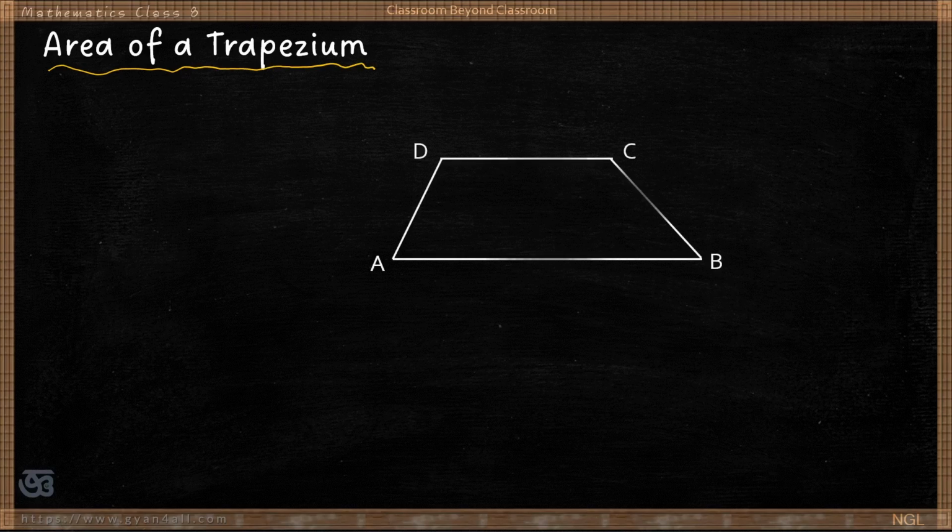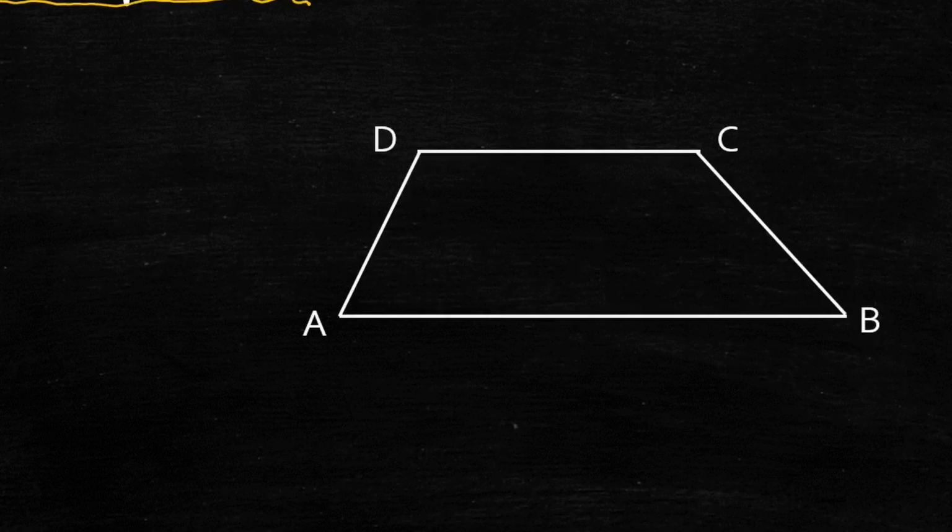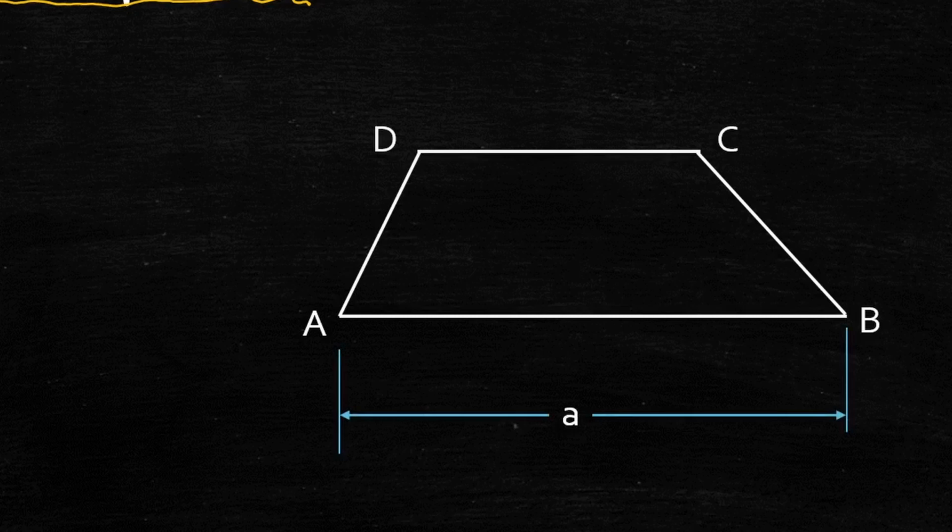Now the area of a trapezium. A trapezium is a quadrilateral with one pair of opposite sides parallel to each other. Here AB is parallel to DC, and DA and CB are non-parallel sides of the trapezium. Suppose the length of the side AB is a and side DC is b. Now how can we calculate the area of this trapezium? We can simplify it by dividing this trapezium into three different shapes.